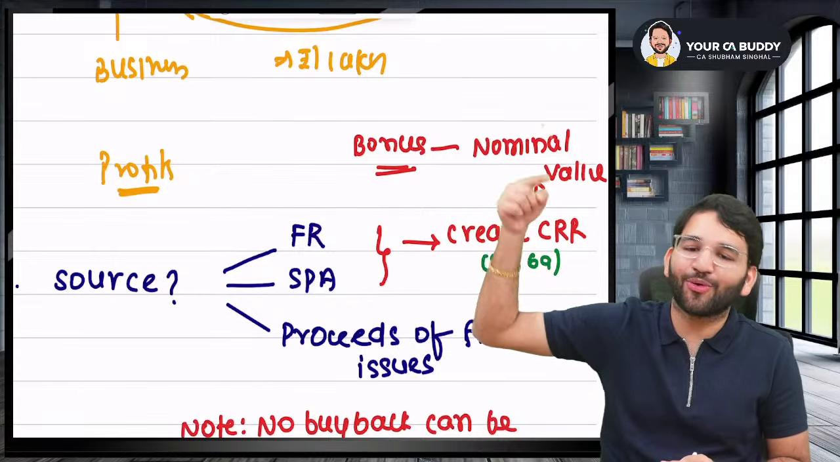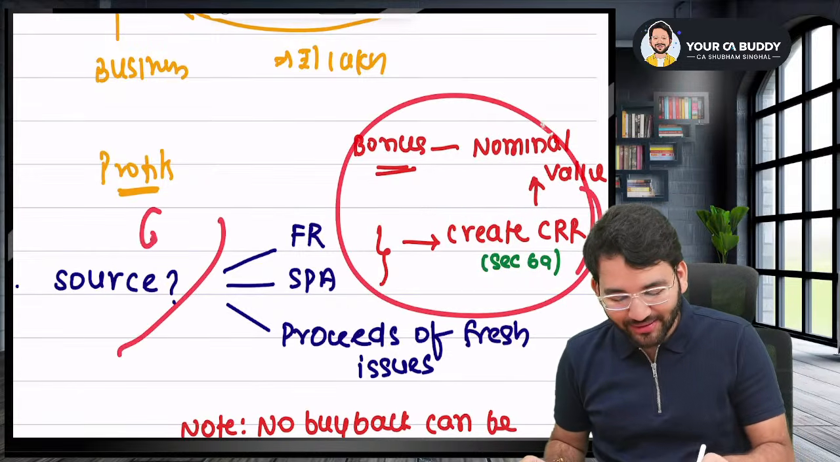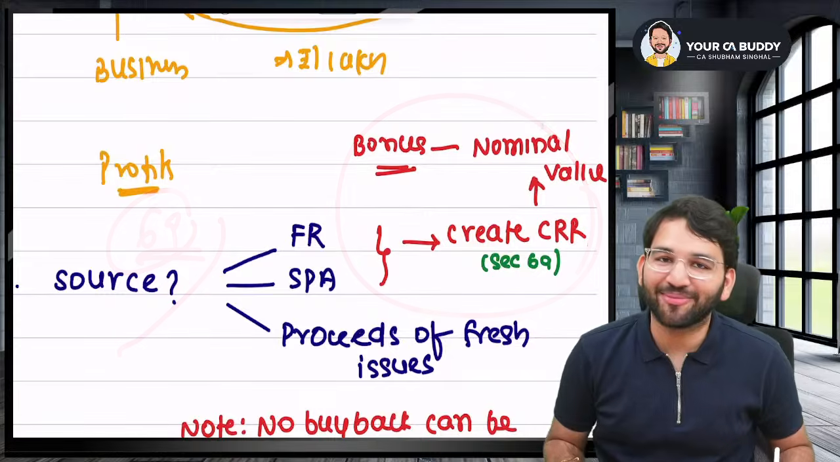and that CRR can only be used for bonus shares. Where is it written? It is written in section number 69. Are you with me? Yes, sir.